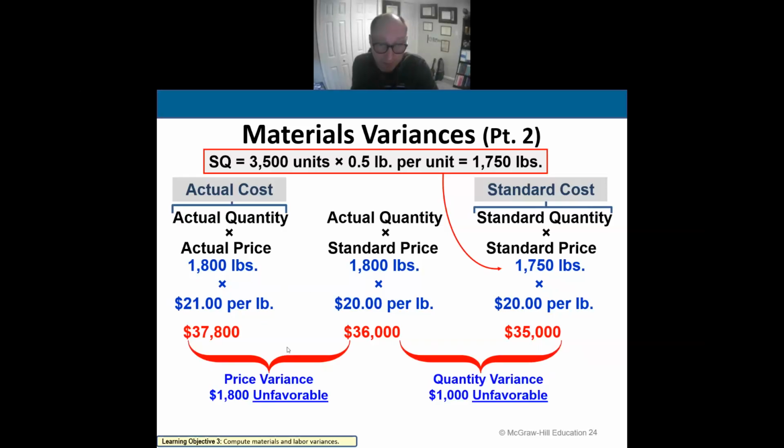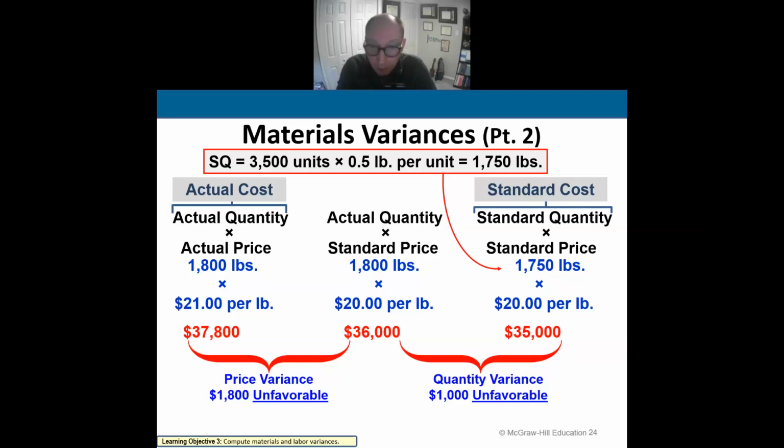First we find the price variance. The price variance is the actual minus the standard. So 37,800 minus 36,000 is $1,800. It's an unfavorable variance. Remember, it's unfavorable when the actual cost comes in above the standard cost.